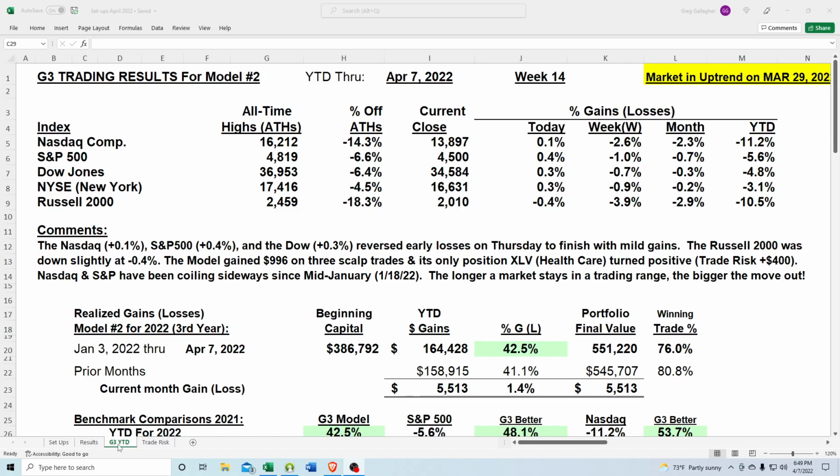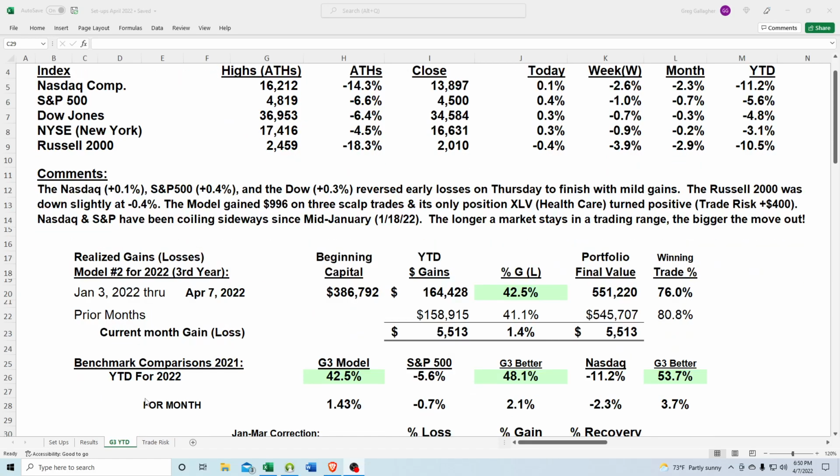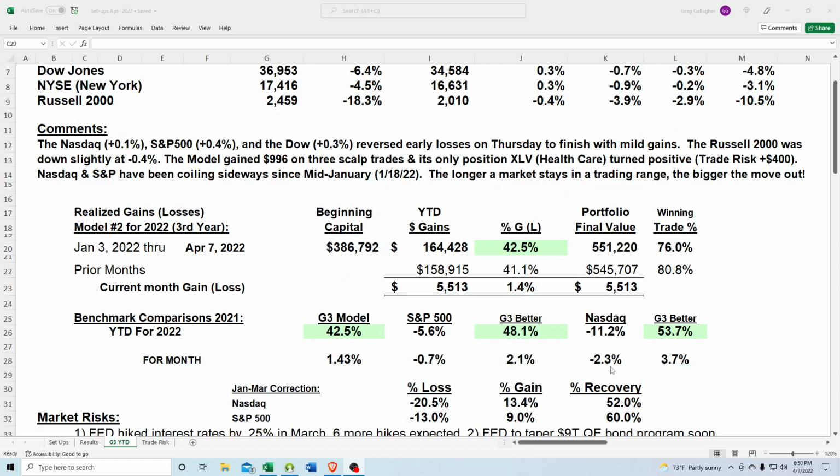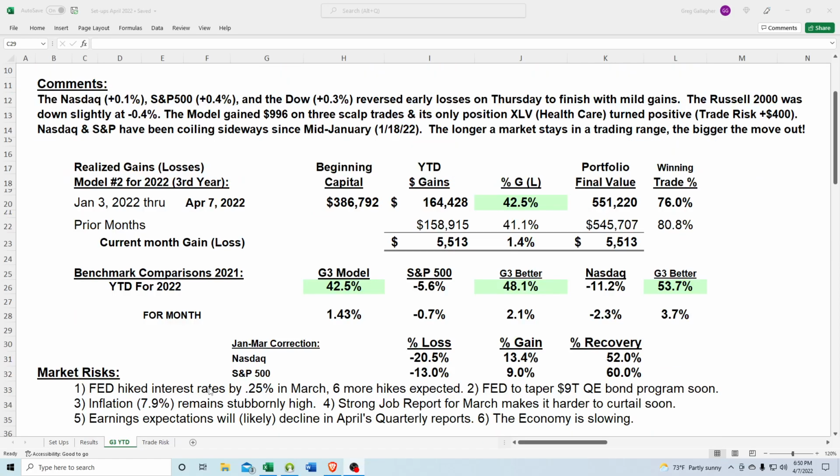I'll go over each of those tabs, but this section here tells me what the market did today for the week to date, month to date, and year to date. Then I usually make some comments about what happened during the day, the significant events. And then I compare our results with our benchmark. You should always benchmark your trading, and I benchmark it against the S&P 500, then the NASDAQ. As you can see, we're doing very well.